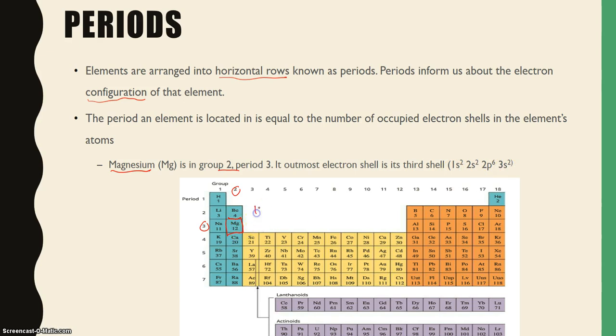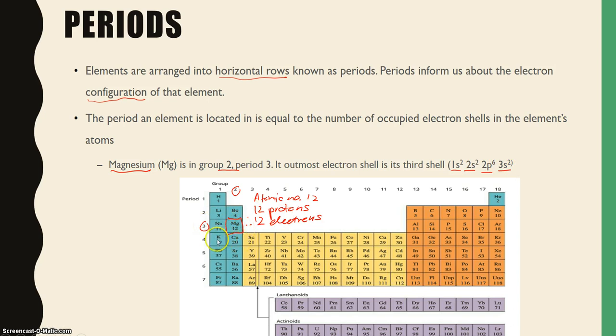So it's got 12 protons because its atomic number is 12. So it's got 12 electrons because it's neutral. To make 12 electrons according to the Schrödinger model of the atom, the electron configuration would be 1s2, 2s2, 2p6, 3s2. So its outermost shell is the third shell, the third orbital here, because of the period it's in.